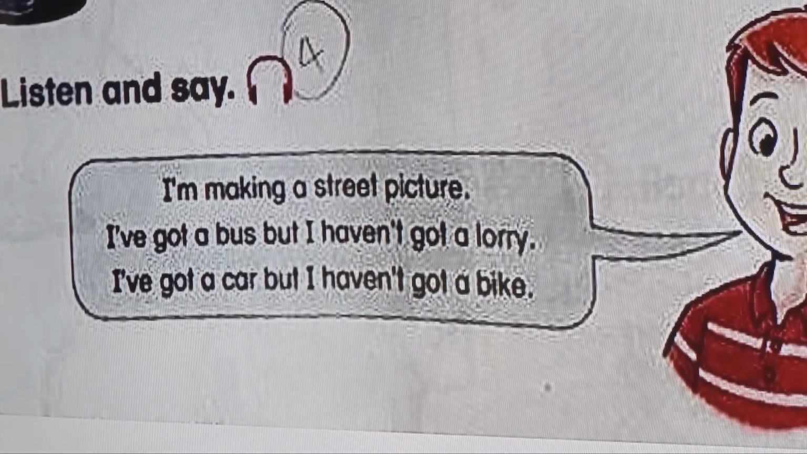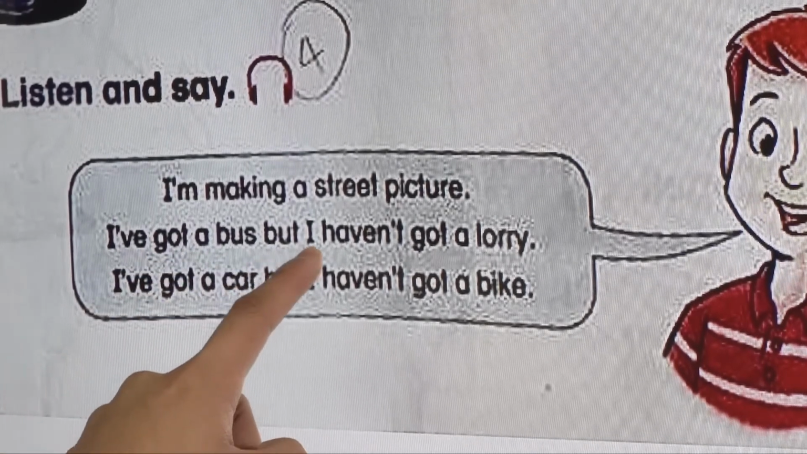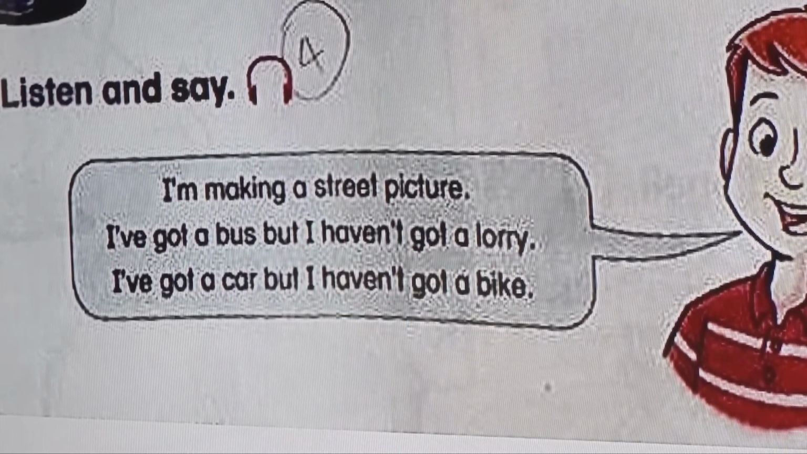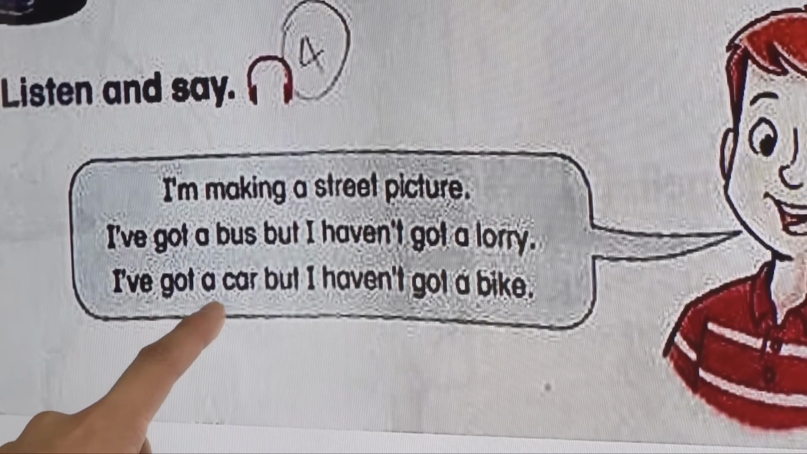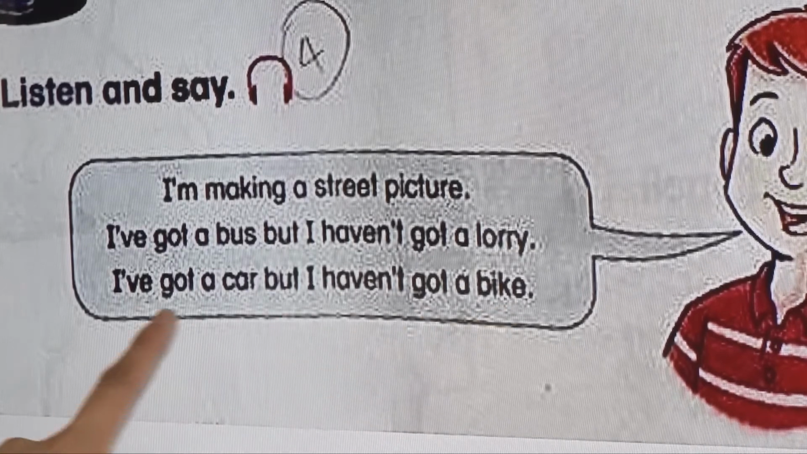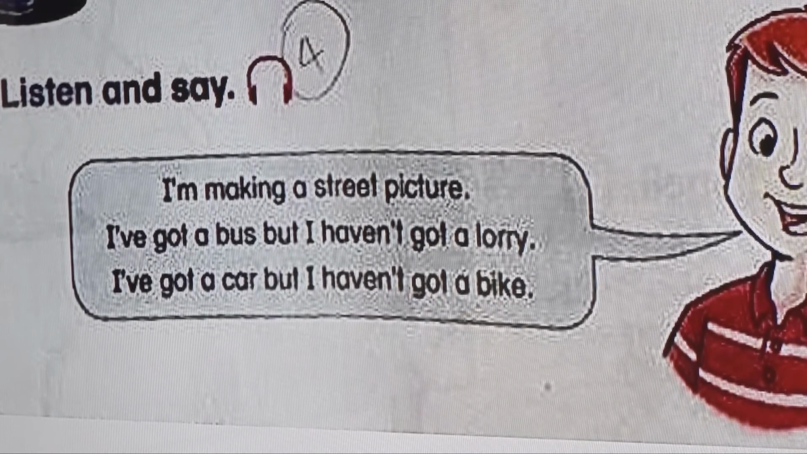Alright, let's try to read it together again. I've got a bus, but I haven't got a lorry. Alright, lastly, I've got a car, but I haven't got a bike. Alright, good work.